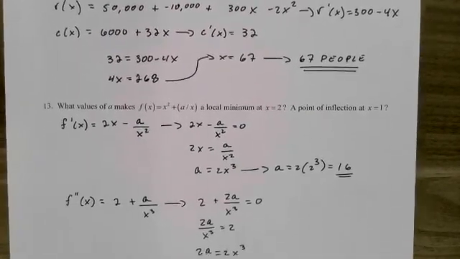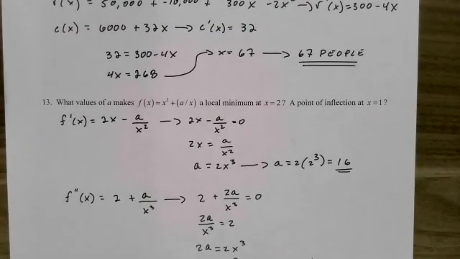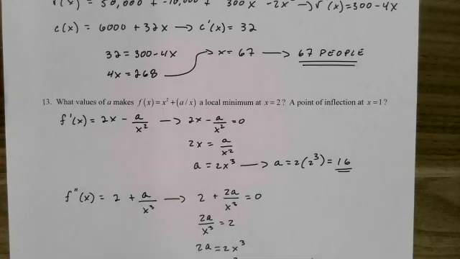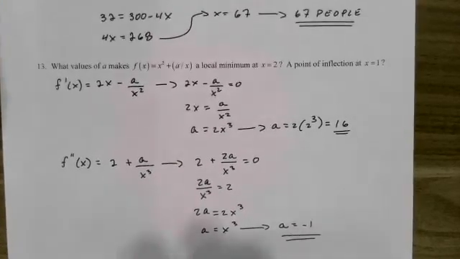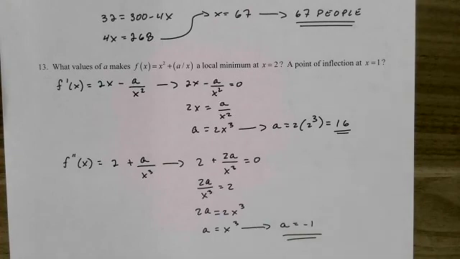And then a little bit over the top, what value of A makes f of x a local minimum, point of inflection. So you do first derivative, second derivative, and you go from there. This last one really is an AP quality problem, so don't be surprised if you see something like that.